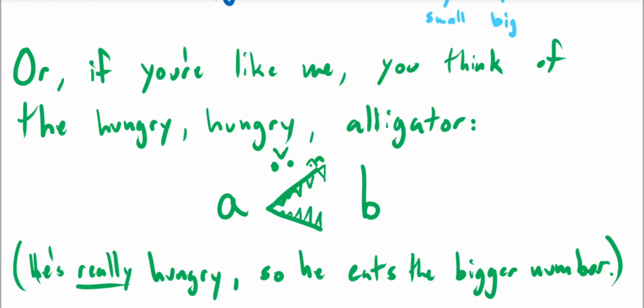But if you're like me and you're from Florida and your teacher told you this when you were very small, and it never got out of your head, you think of the hungry, hungry alligator. So we say a is less than b because this hungry alligator is really hungry and he wants to eat the bigger number. This has been living in my head rent-free since I was a child, and now it's in yours.